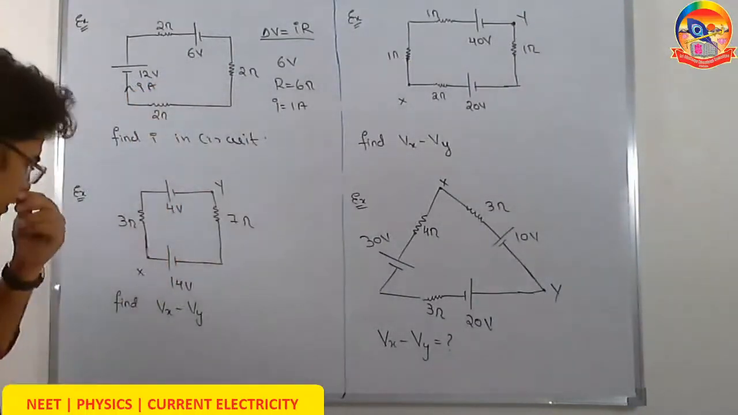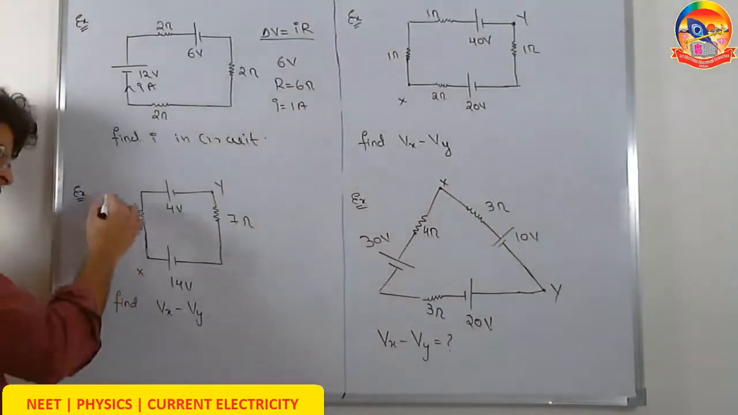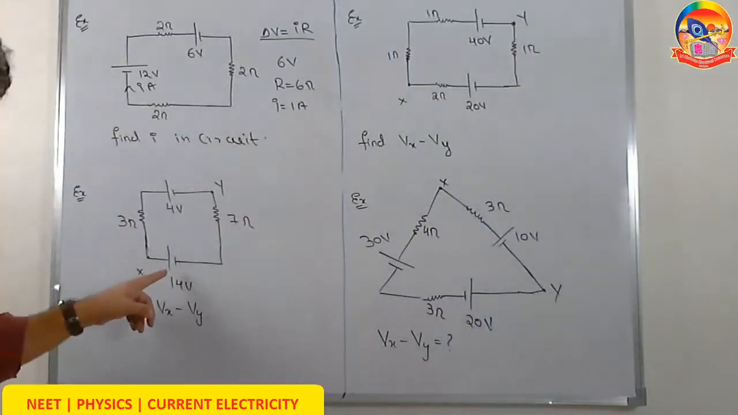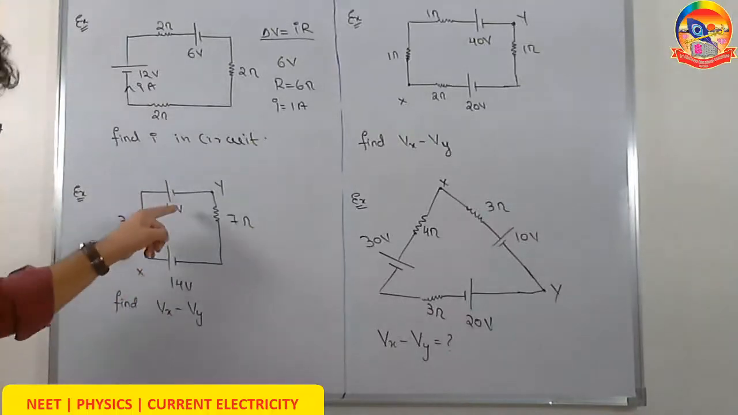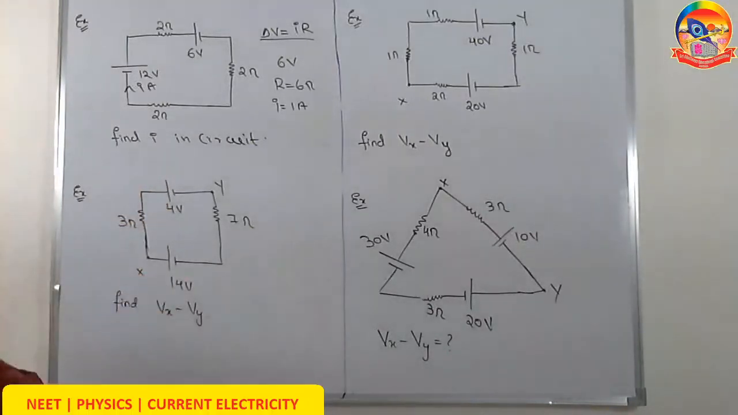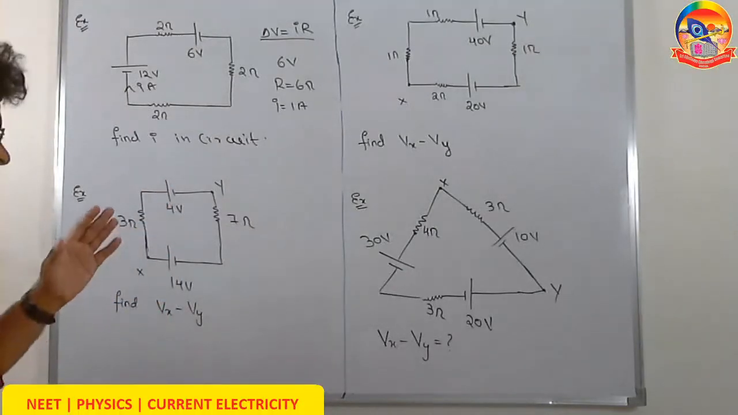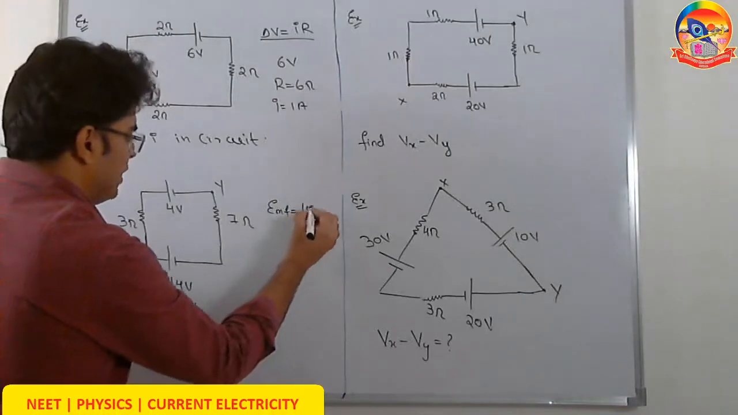So let's do the same thing, but this time they have changed the question a little bit. A simple single circuit, but this time they are asking what is Vx minus Vy. Now this battery of 14 volt, you can see, tries to drive current clockwise, while this 4 volt battery tries to drive current anti-clockwise. Who wins? Definitely the 14 volt battery wins. So what is the overall EMF of the circuit? The overall EMF of the circuit you can think of is 10 volt.